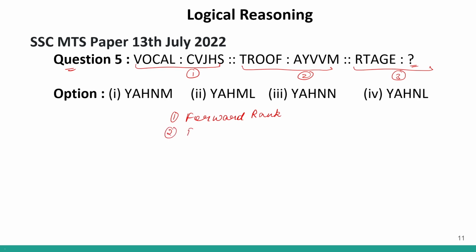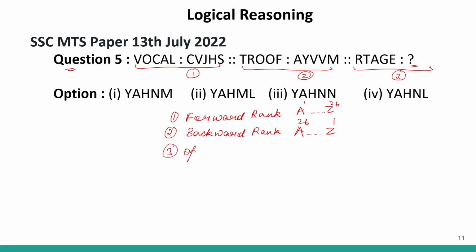Concept number 2 was of backward rank. Forward rank means we assign the alphabets by number. So A is 1 and Z is 26. Each alphabet is assigned with an increasing order of number. Backward rank is A is 26 and Z is 1. So decreasing order of number.